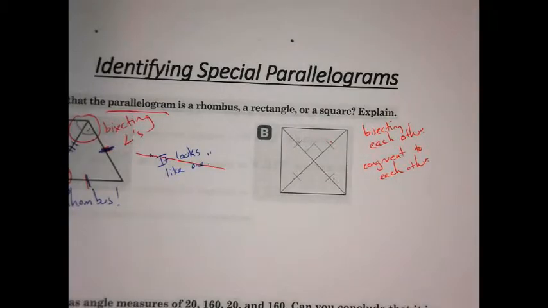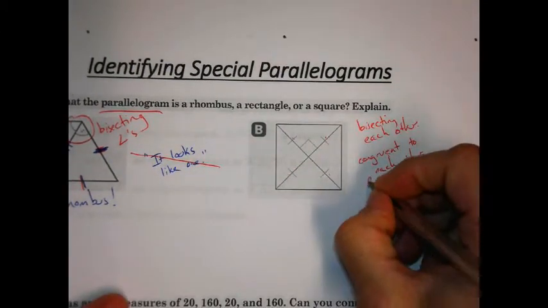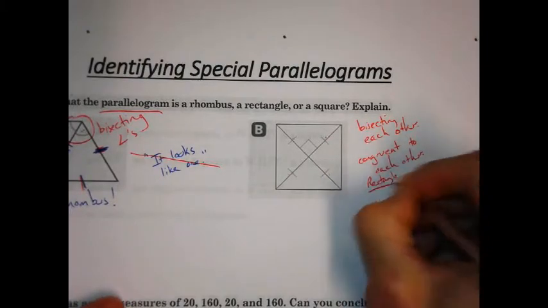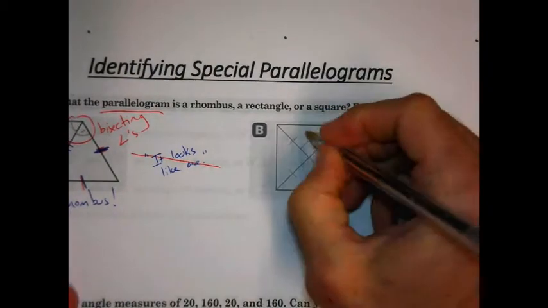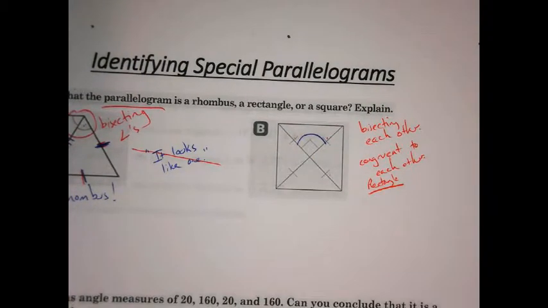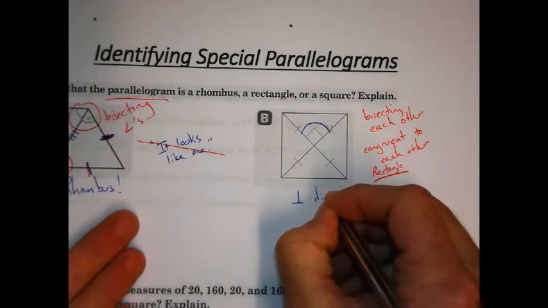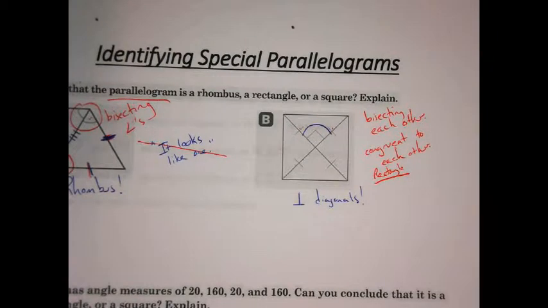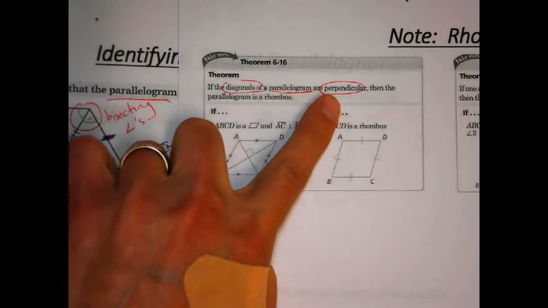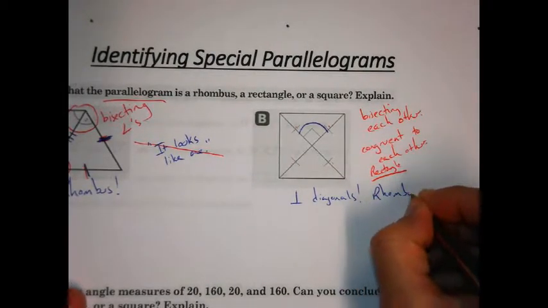Okay, so we know we're dealing with a rectangle here. But wait, there's more. Okay, so we know we have a rectangle, but something else. What's happening here? Here we have a 90-degree angle. We also have diagonals that are perpendicular. Ooh. And what do we know about diagonals that are perpendicular? We know we have a rhombus on our hands. Okay, so if we have diagonals that are perpendicular, we have a rhombus as well. So not only is this a rectangle, this is a rhombus.